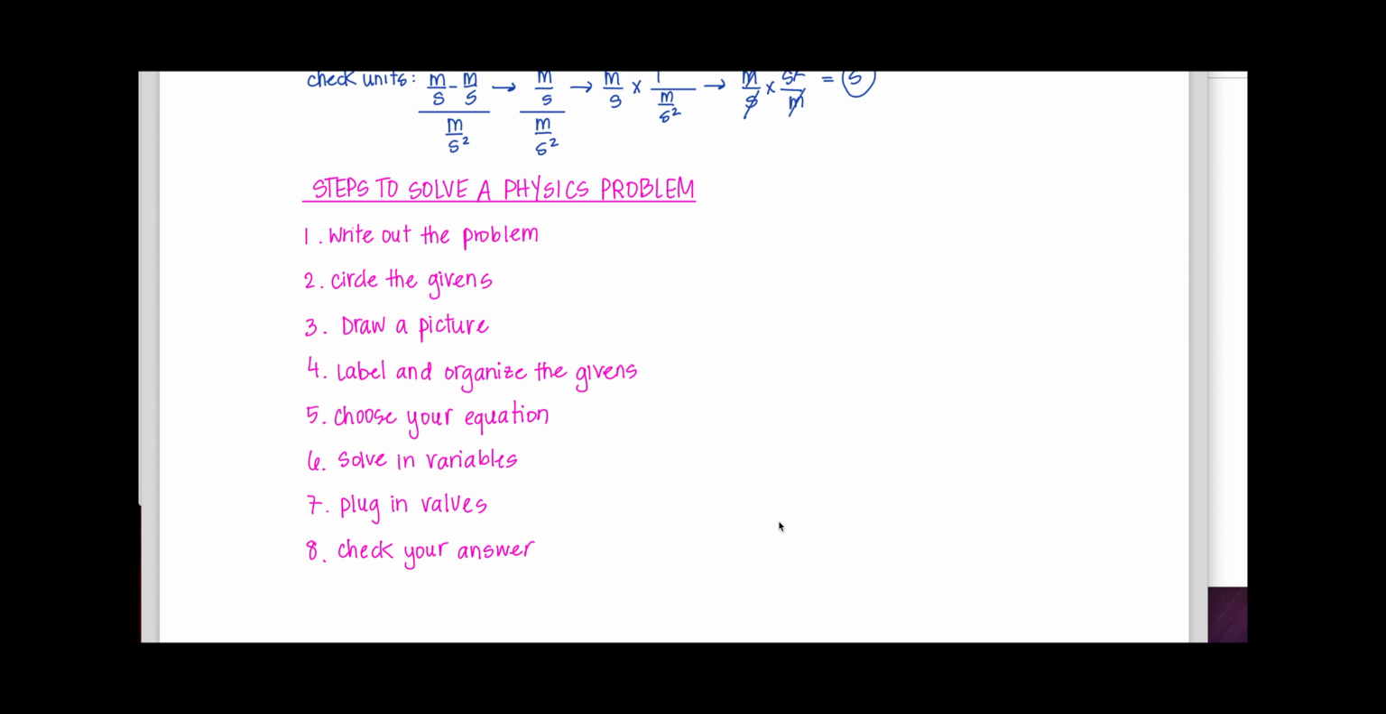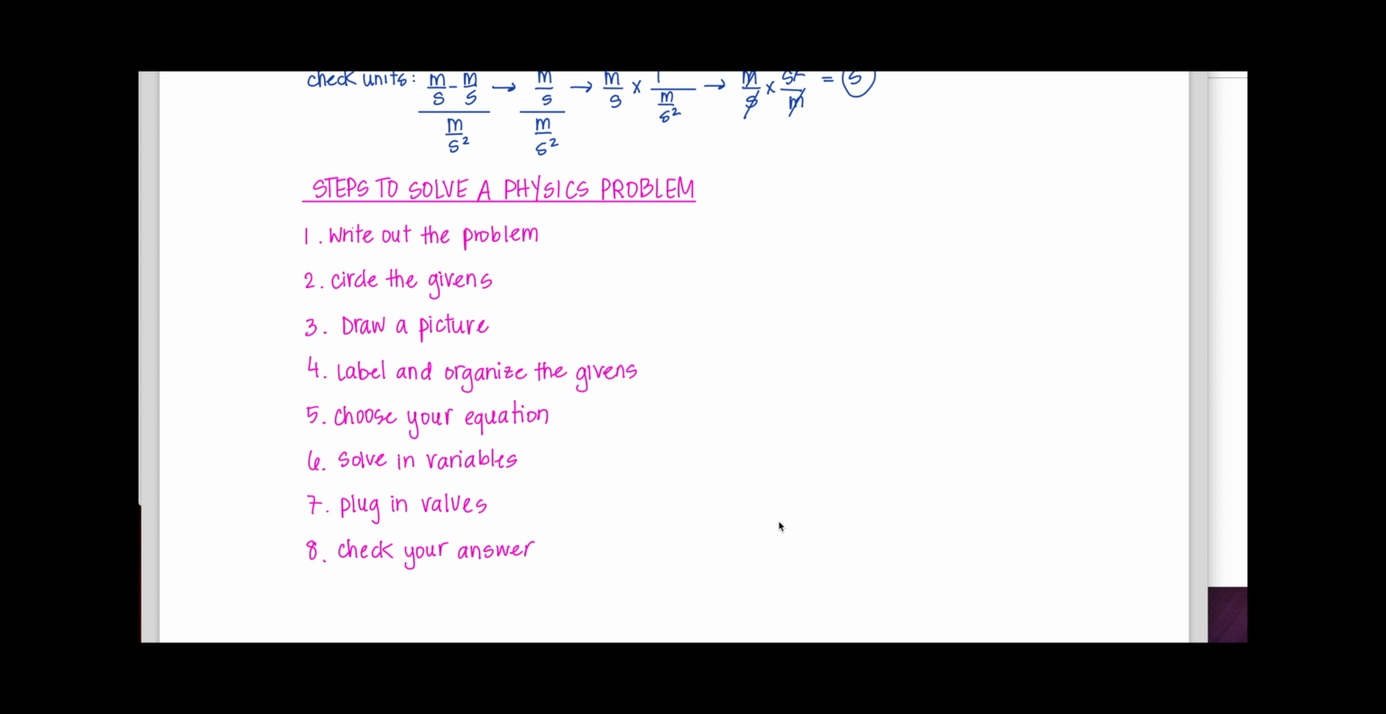Number 3 is draw a picture, and for this particular question, drawing a picture wasn't exactly useful for me since I'm looking at a moving object at a different point in time. So I didn't have any kind of distance to label, and it's relatively hard in a picture to label a delta t. So for myself, drawing a picture wasn't particularly useful, but I would suggest for you, as you're just getting started, to definitely draw a picture.